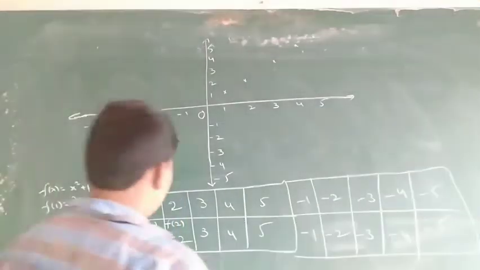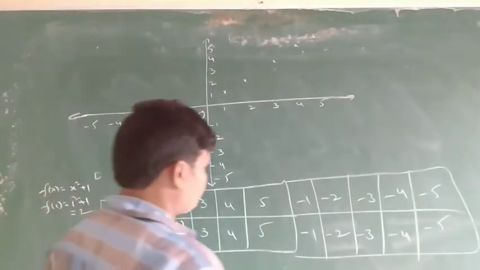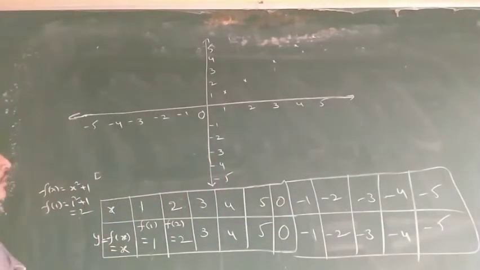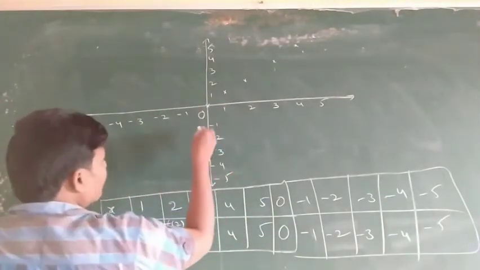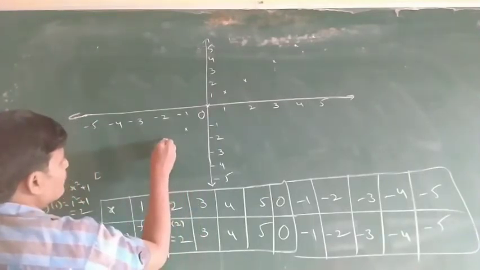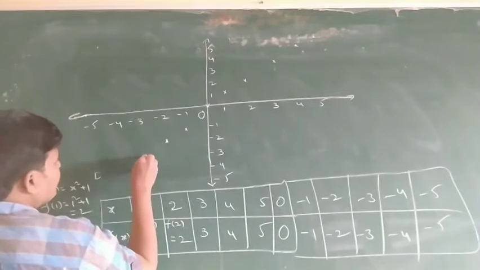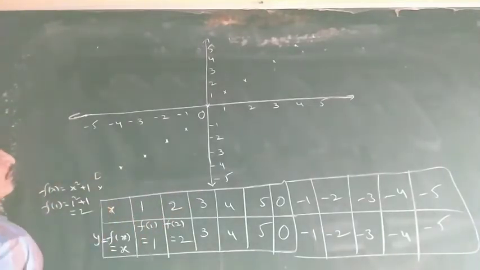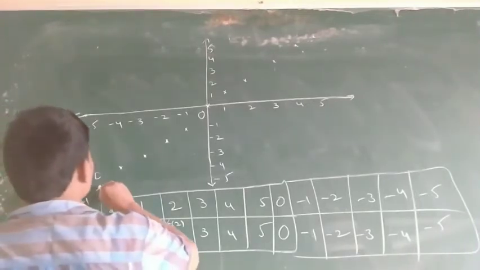Next 0, this is very important. 0 means 0. Minus 1, minus 1. Minus 2, minus 2. Minus 3, minus 3. Minus 4, minus 4. Minus 5, minus 5. You have to draw by using the scale.